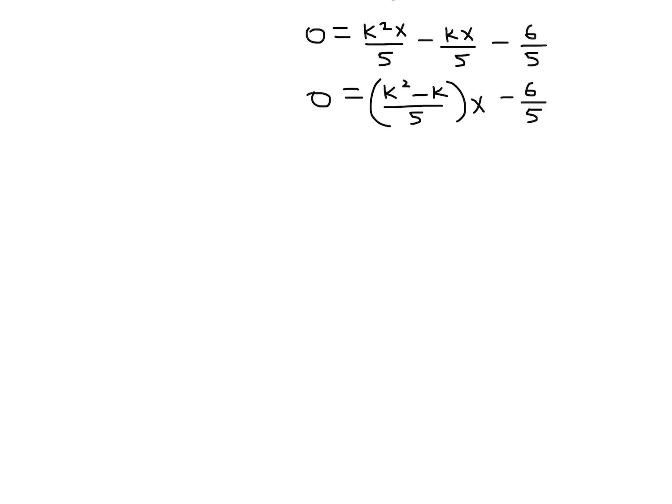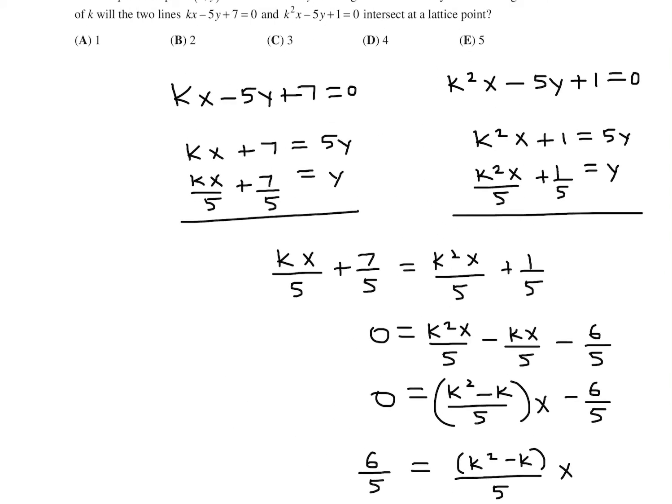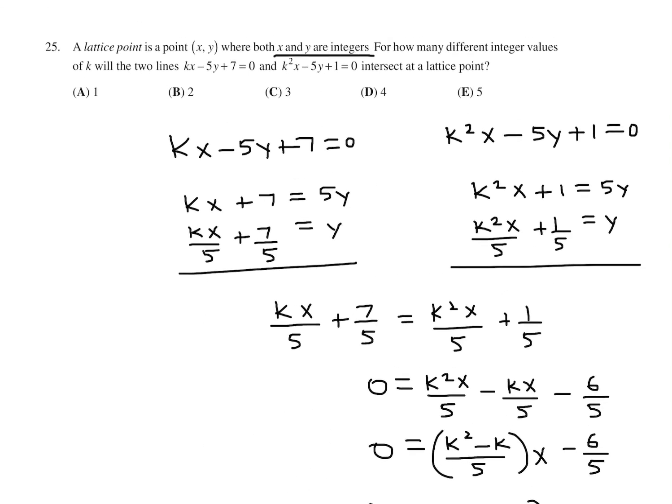Move this up. Put the 6 over 5 on one side, k squared minus k over 5 x. And then we'll isolate for x. So cross multiply and you'll get 6. Actually, we can cancel out the 5's. So this just becomes 6 over k squared minus k, like that. And that's it. We can factor the bottom and we'll get k times k minus 1. And there you have it. Now, one very important point is that x and y are both integers.